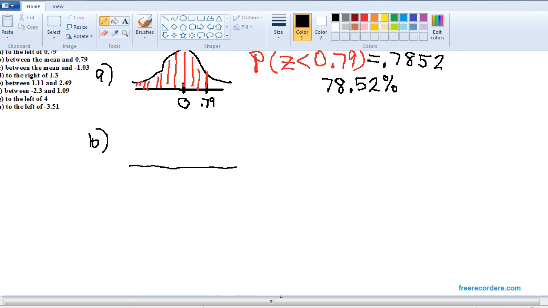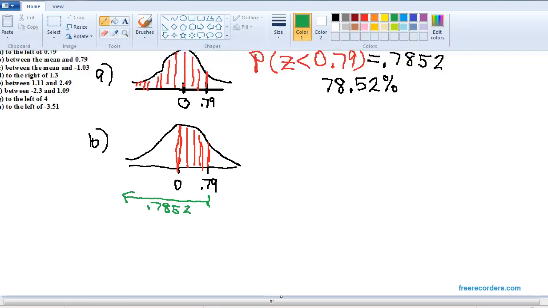Part B of the problem asks us for the area between the mean and 0.79. Okay, the area between the mean and 0.79. Well, the mean is 0, so it's asking us here for the area between 0 and 0.79. It's asking us for that area right there. Now, we know from part A that the area from 0.79 all the way to the left is 0.7852. And we also know from our previous movie that this area to the left of 0 is exactly half of the area under the curve, or 0.5.